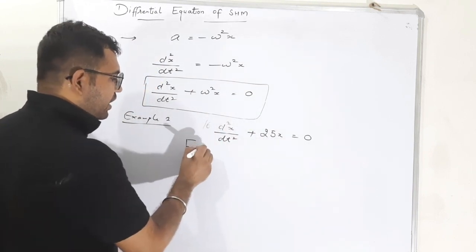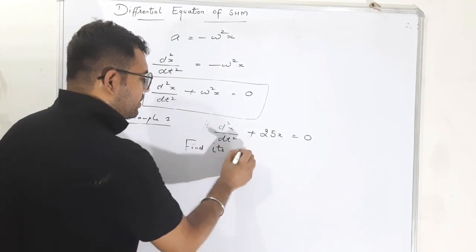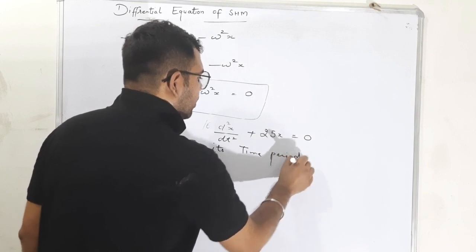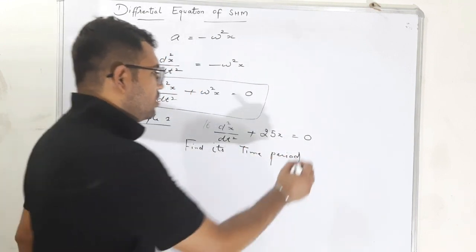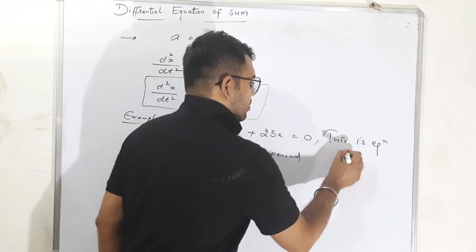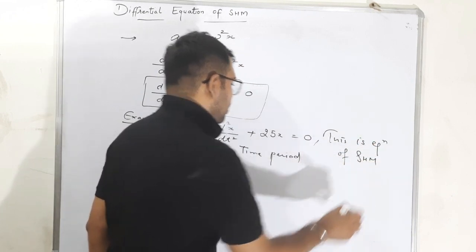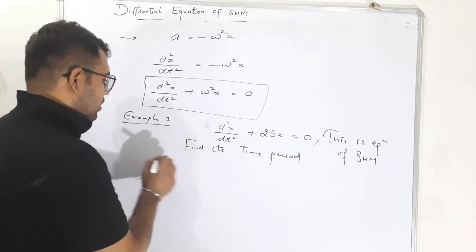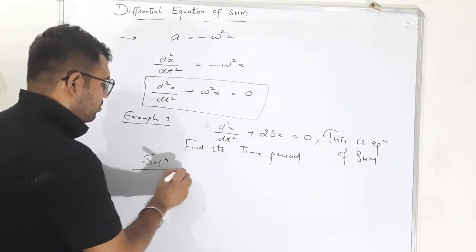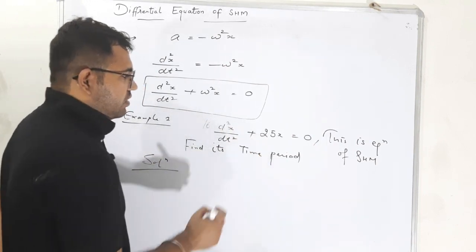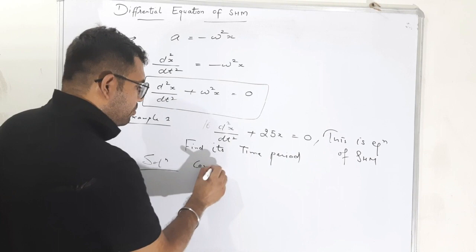The question is to find its time period. If this is the equation of simple harmonic motion, you have to find its time period. How can you calculate this? First of all, find out the omega from this. So compare it with the differential form.